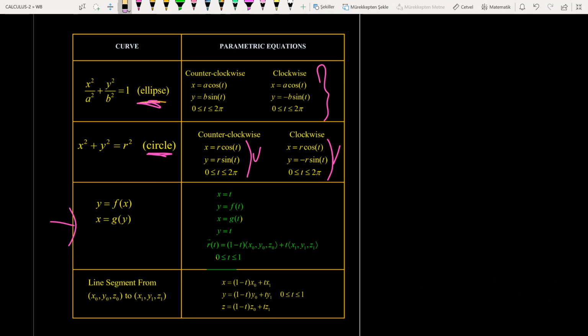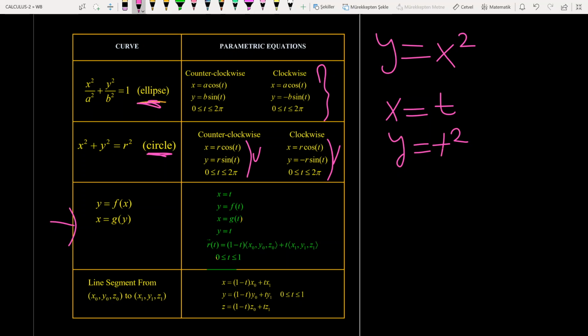So the example is the famous parabola y equals x squared. This can be parameterized by using a free parameter t. So how do I do this? Let's say x is equal to t, then in this case y is equal to t squared instead of x squared. And what about the interval of t? From minus infinity to infinity. Okay?